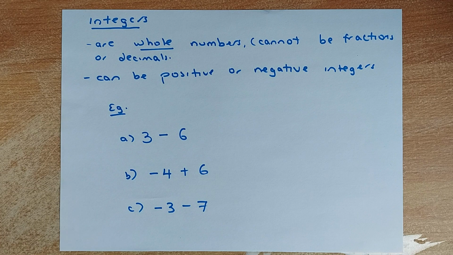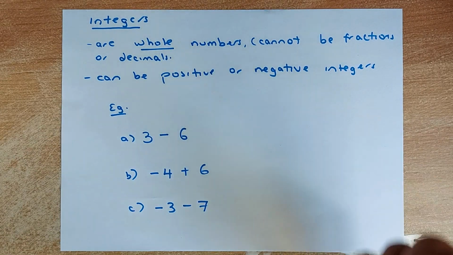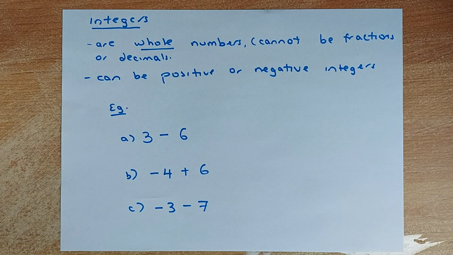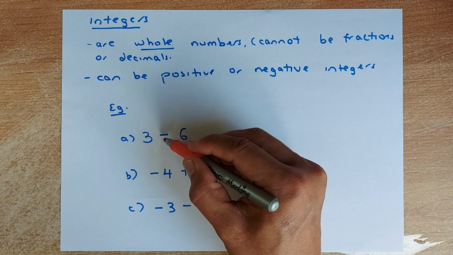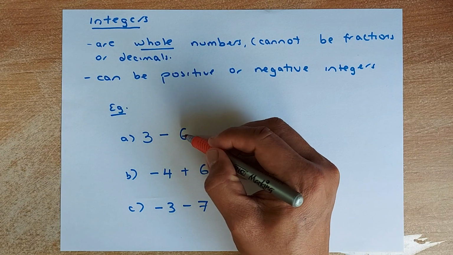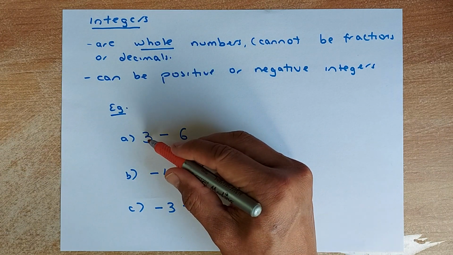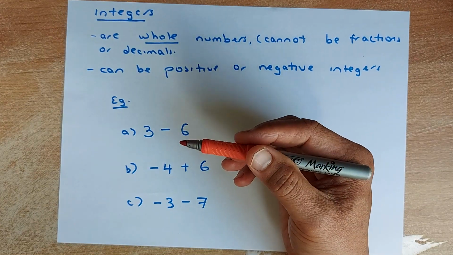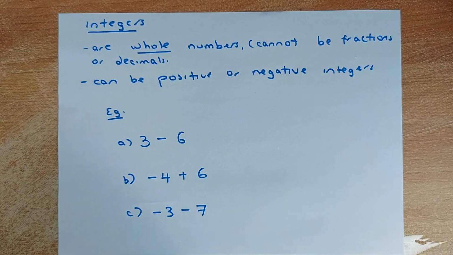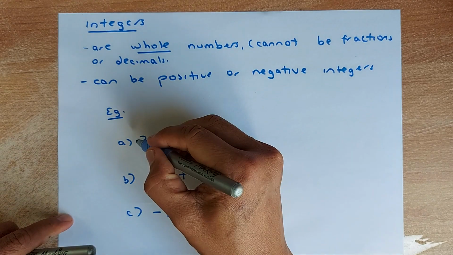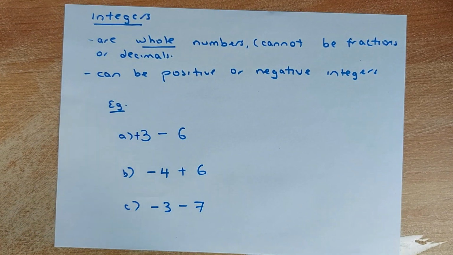So we shall do some simple adding. In this question, a minus and a plus are called the operation. If you look at this minus, it belongs to this number. So the 3 has no operation. What we're going to do is put a positive 3, because 3 means a positive 3, and we're going to add them.